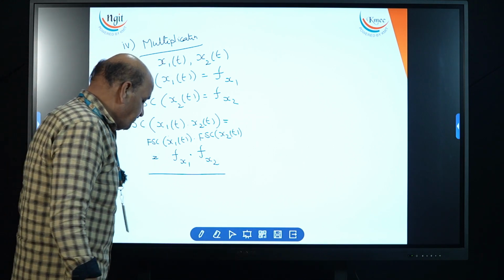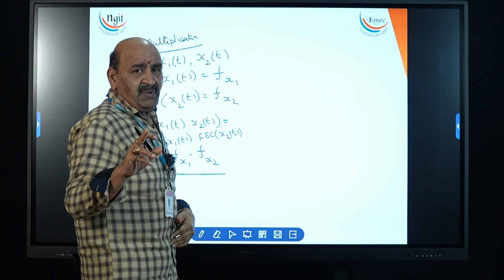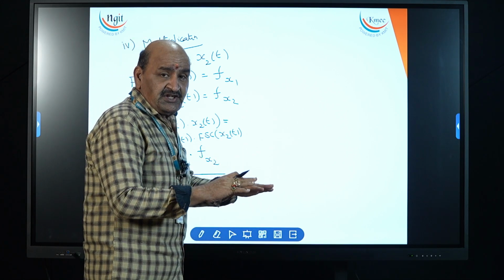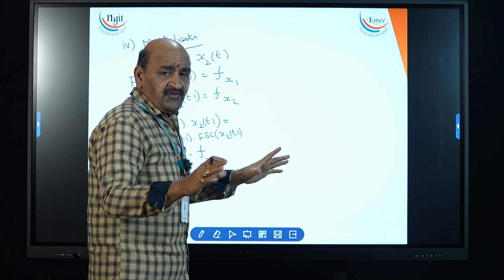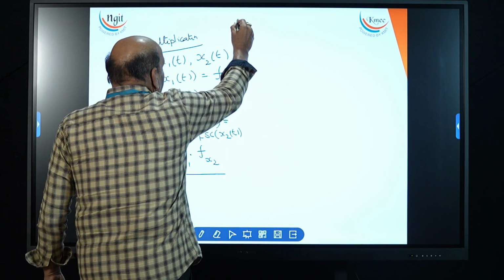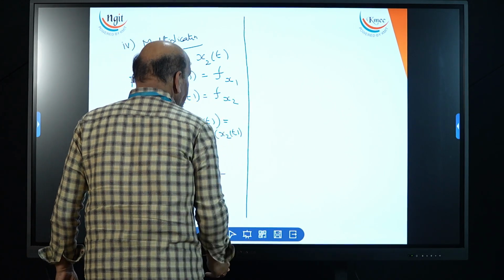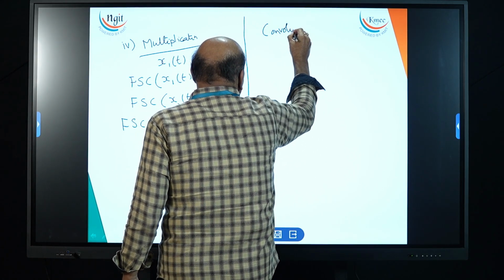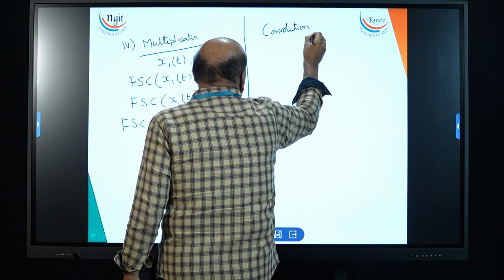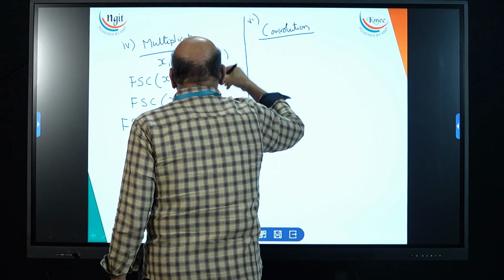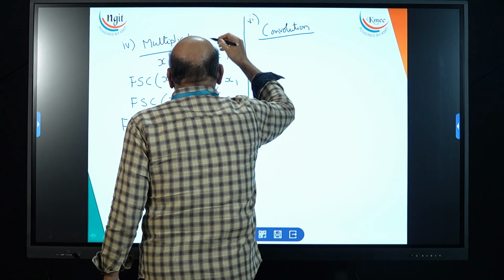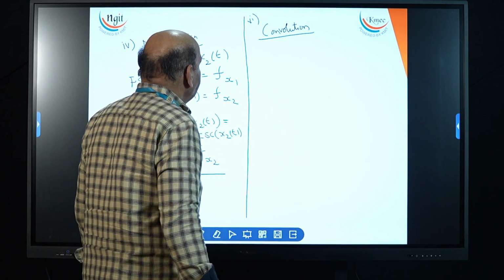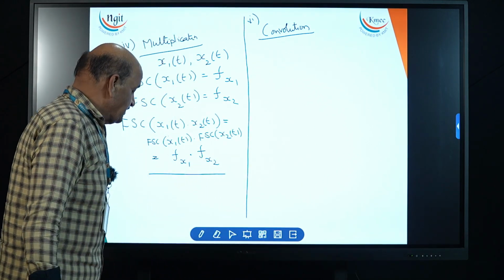Now students have to compare the difference between the multiplication and convolution properties of signals. Very important, just look at this. I am making a bifurcation here. Now the topic is convolution. This is the next property, convolution. Multiplication next, convolution. Now, convolution means what?